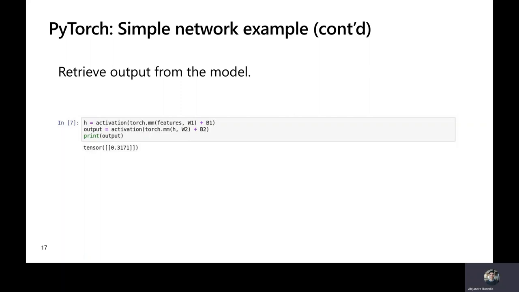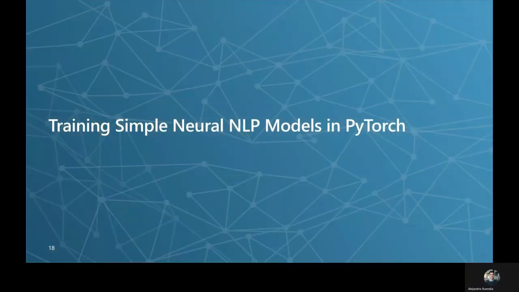We can retrieve output from the network as follows. A hidden state H is computed as a function of W1 and B1. The output is then computed as a function of W2 and B2 and H. We can get the tensor output from the graph by printing the value of the output variable. This gives some very simple basics on how to construct basic networks in PyTorch.